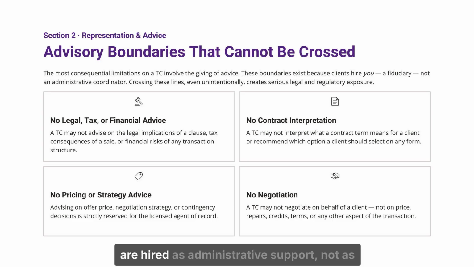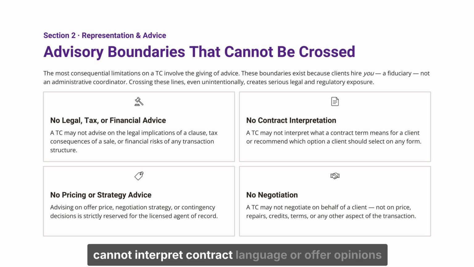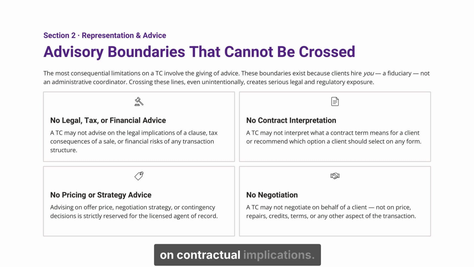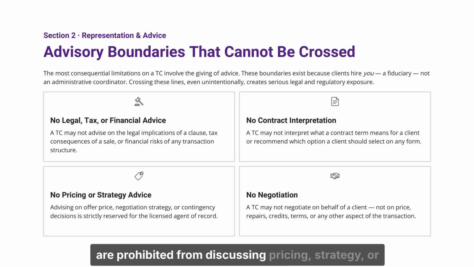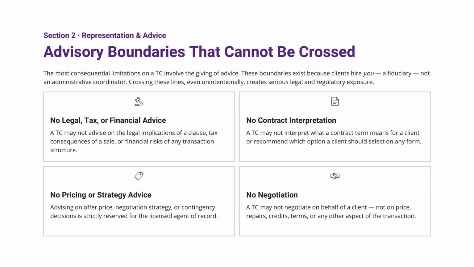Transaction coordinators are hired as administrative support, not as fiduciaries, which means there are strict advisory boundaries they cannot cross. TCs must refrain from providing legal, tax, or financial advice, as these require specific licenses. They cannot interpret contract language or offer opinions on contractual implications. Furthermore, TCs are prohibited from discussing pricing, strategy, or engaging in any form of negotiation on behalf of the client.